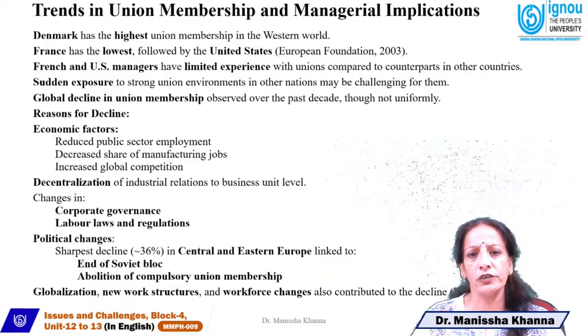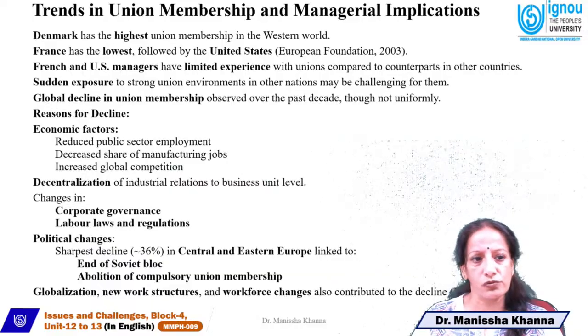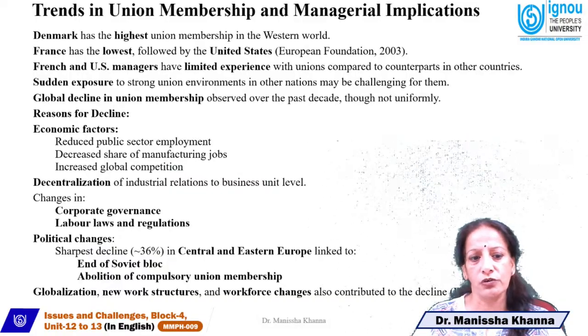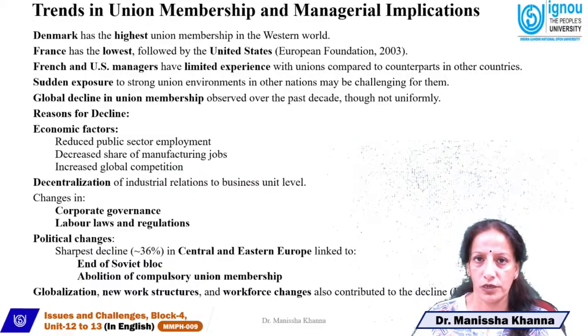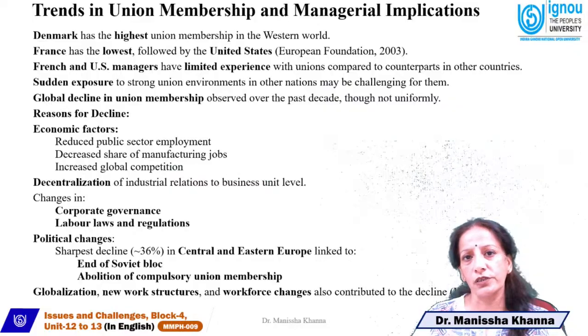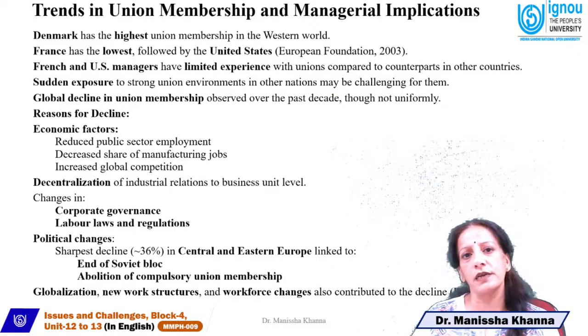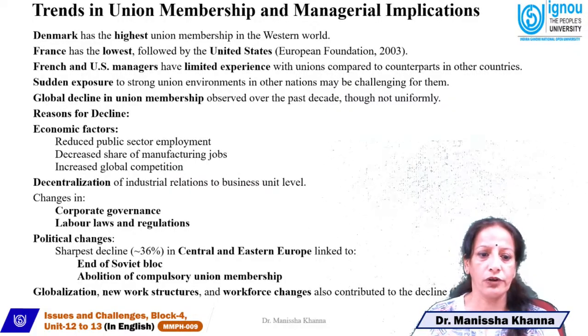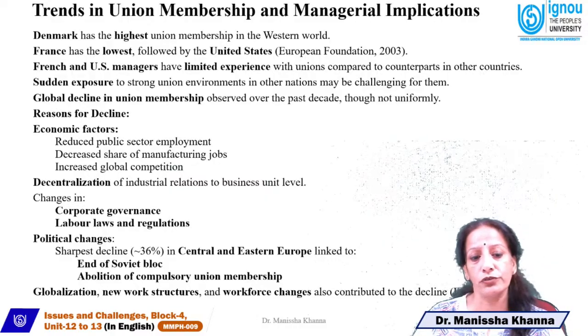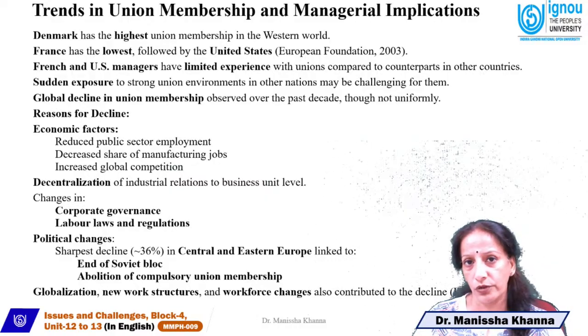Decentralization of industrial relations at the business unit level is also one of the reasons for the decline. There are certain changes in corporate governance and labor laws and regulations. Political changes in Central and Eastern Europe have seen a very sharp decline of around 36%, which is linked to the end of the Soviet bloc and the end of compulsory union membership.